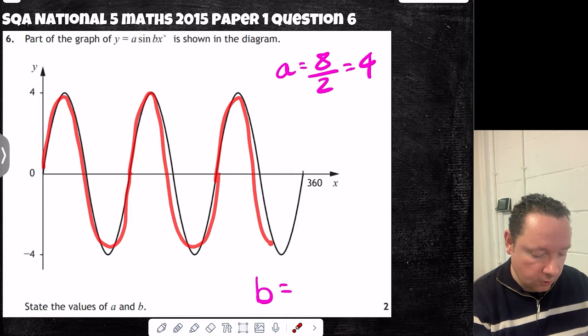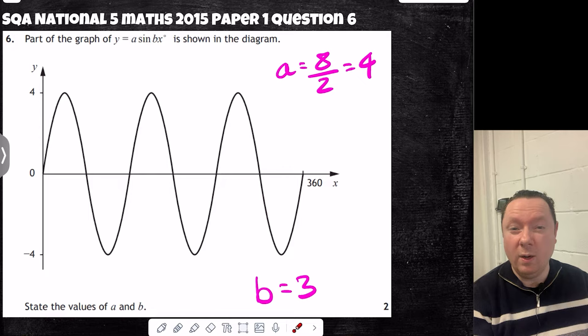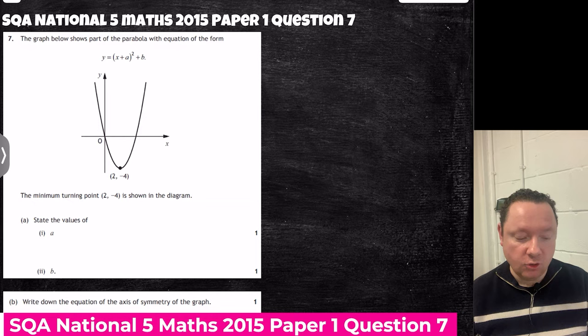If they try and trick you and say that number is like 120, I just keep counting as if it goes up to 360 to get the answer. And we're done there. SQA National 5 Maths 2015 Paper 1 Question 7 on quadratic graphs.